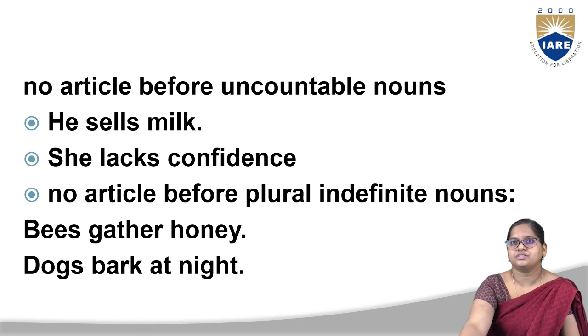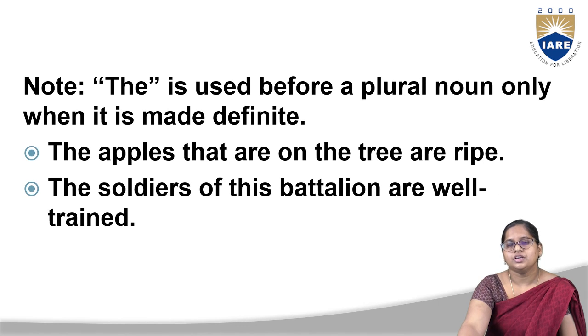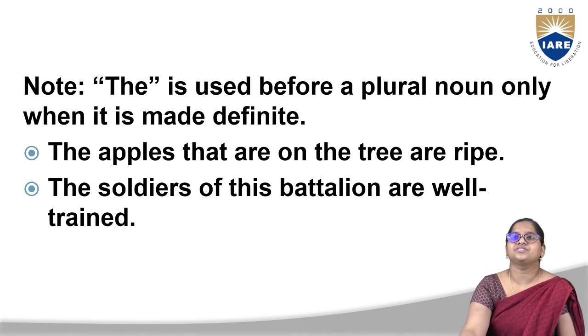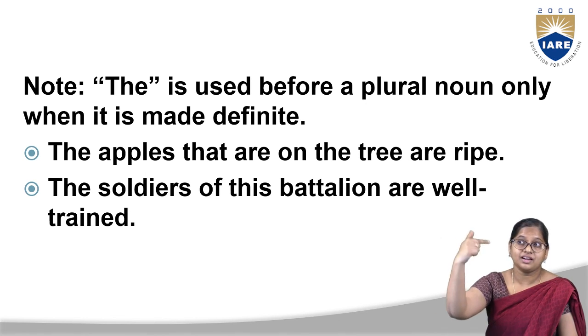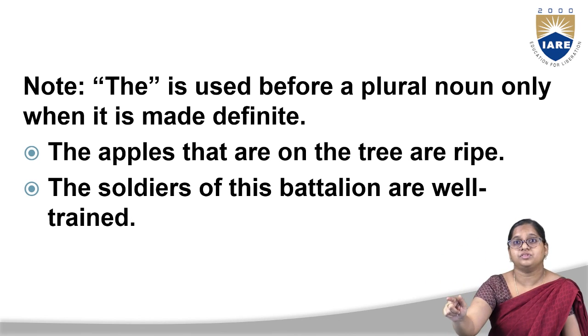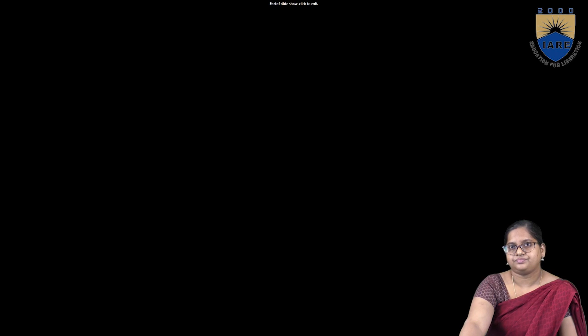She lacks confidence. She sells milk. Bees gather honey, but dogs bark at night. So the is used before a plural noun only when it is made definite. The apples that are on the tree are ripe. See, you are referring very particularly to those apples only. That is why you can use the definite article the. The soldiers of this battalion are well trained.